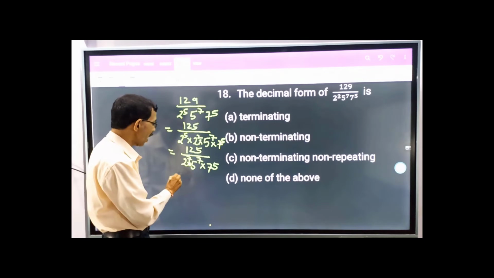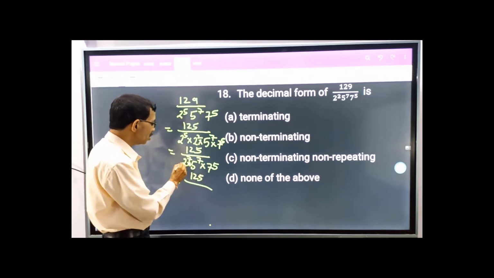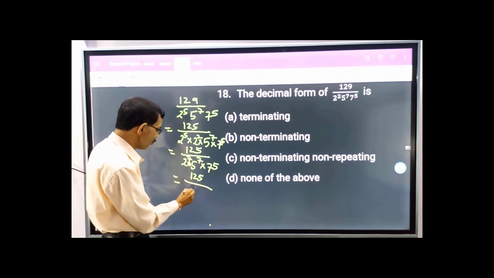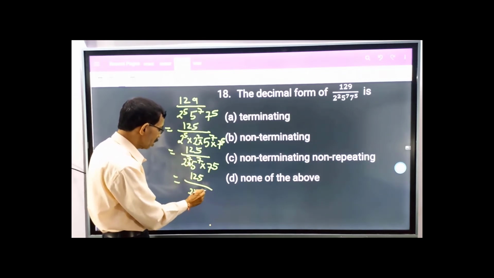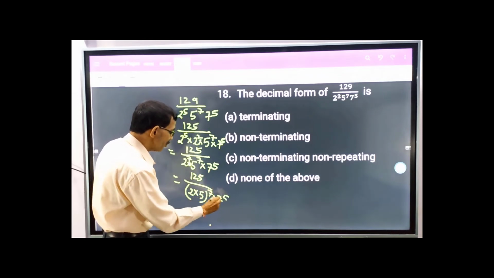Now this further I can write as 125. Now here 2 into 5 raised to 7 into 7 raised to 5, it will be there.